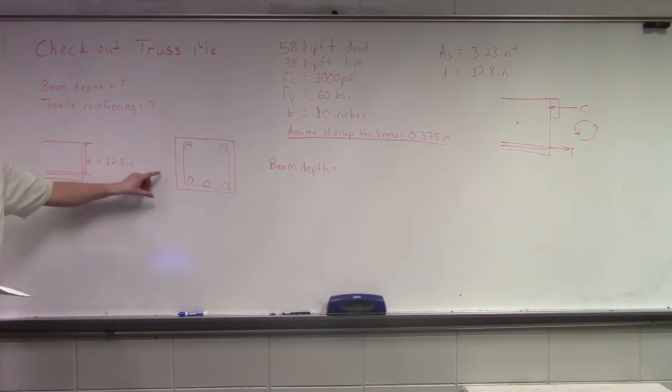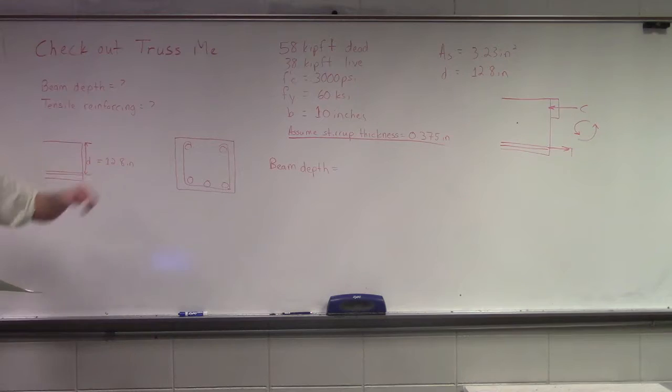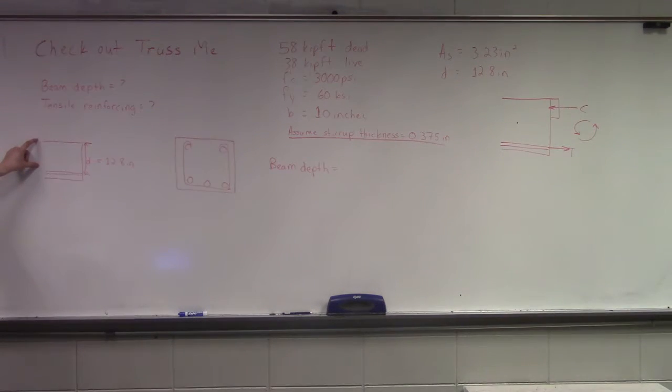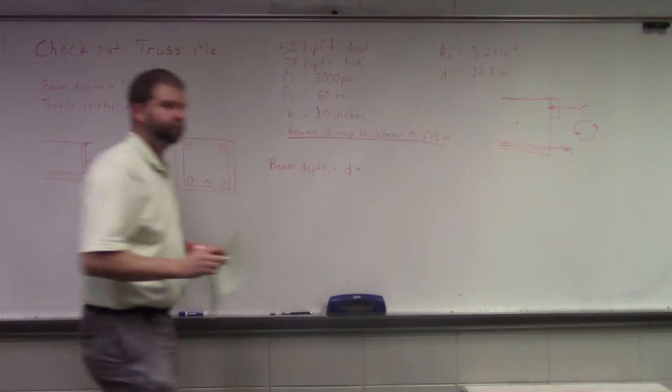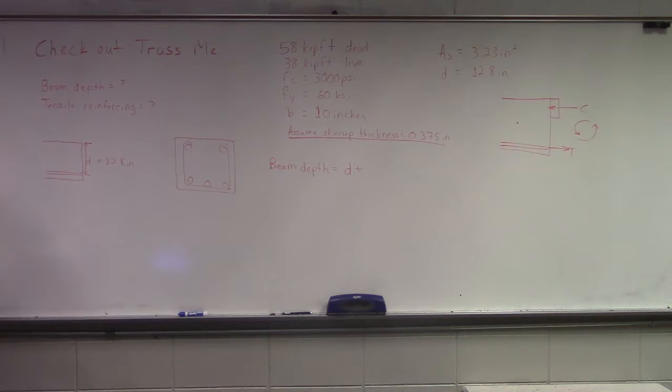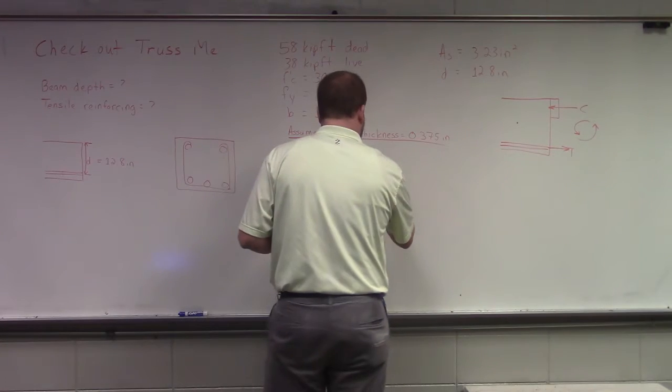So when we solve for our beam depth, how do we need to set it up? What items are we going to put in? We need D, right? Plus your 0.375. We're going to need the thickness of our stirrups.